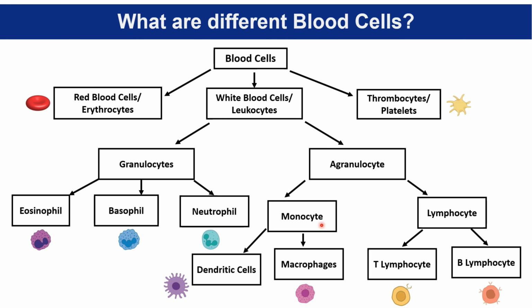The monocytes give rise to the dendritic cells and the macrophages, and both dendritic cells and macrophages act as antigen presenting cells. The lymphocytes are basically divided into T lymphocytes and B lymphocytes. We call them T cells and B cells as well. So let's study more about them.